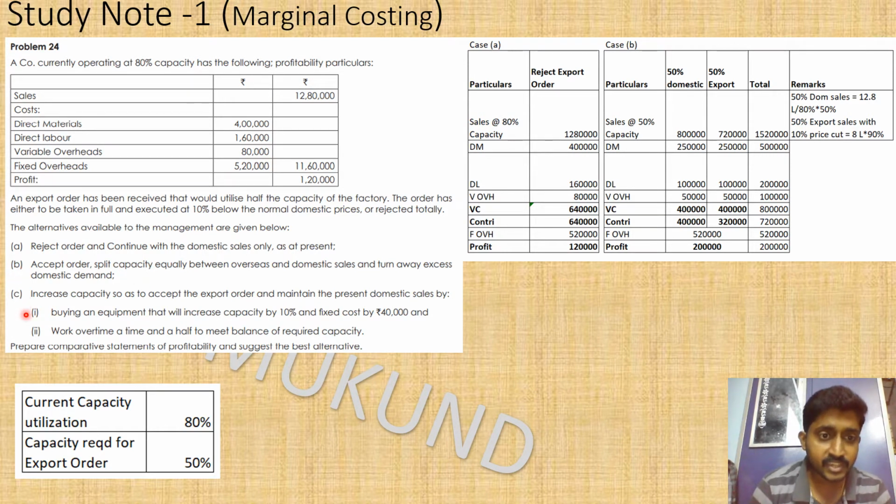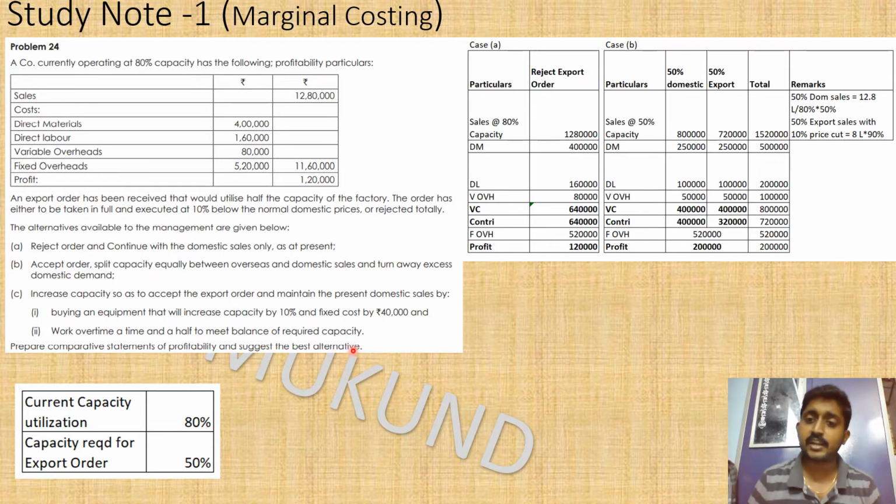And option C is increase capacity to accept the export order, and two options are given for how we can increase the capacity. So what we have to do is compare the statement of profitability of all these three cases. So A, B and C, we have to make the comparative profit and suggest the best alternative.